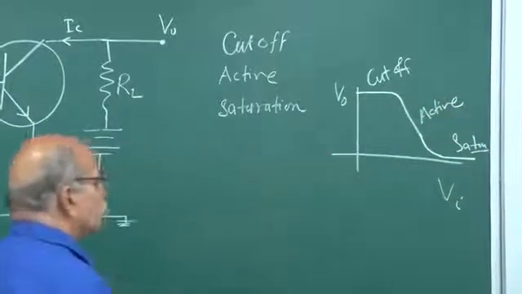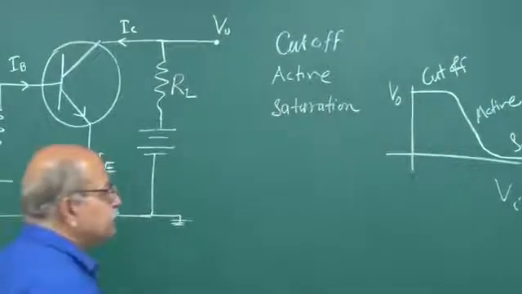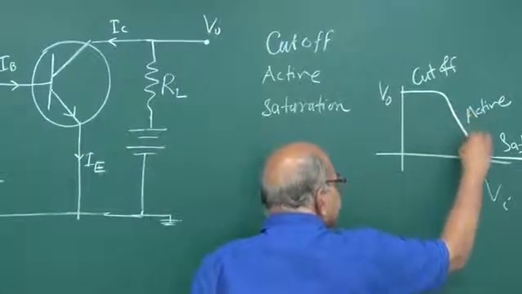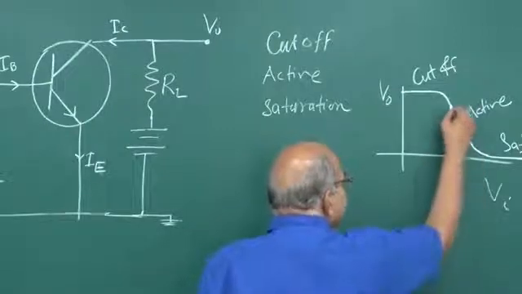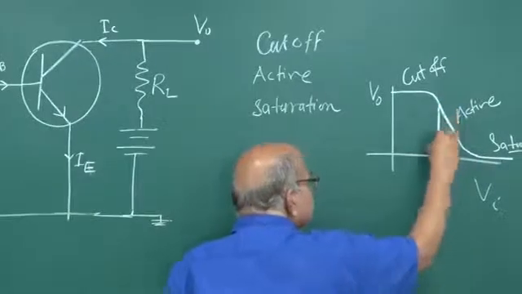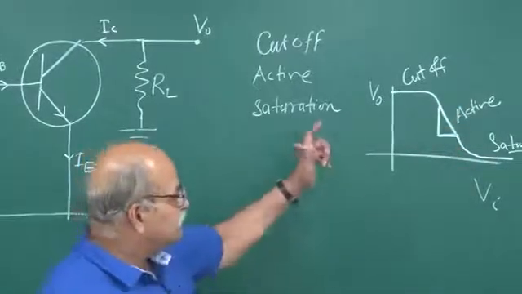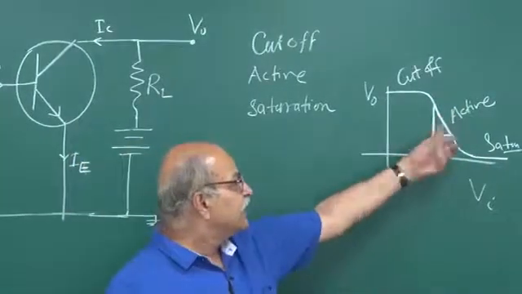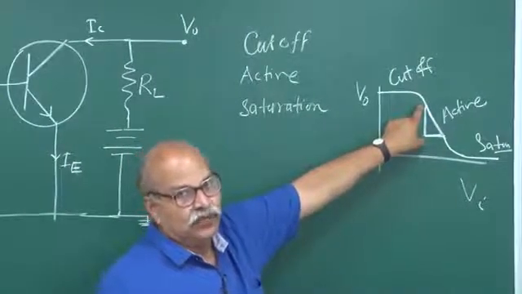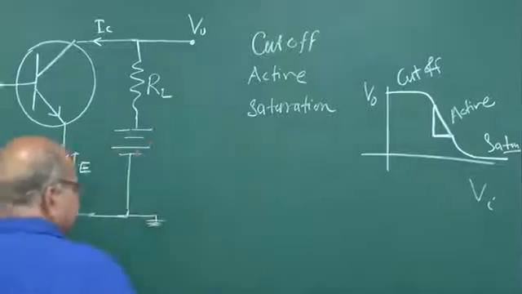This we talked. And then in the active region, in this the linear region, if you increase VI, then this VO decreases, but there will be an amplification. A small change in VI will lead to a large change in this VO, and that is the amplification, that is the voltage gain.